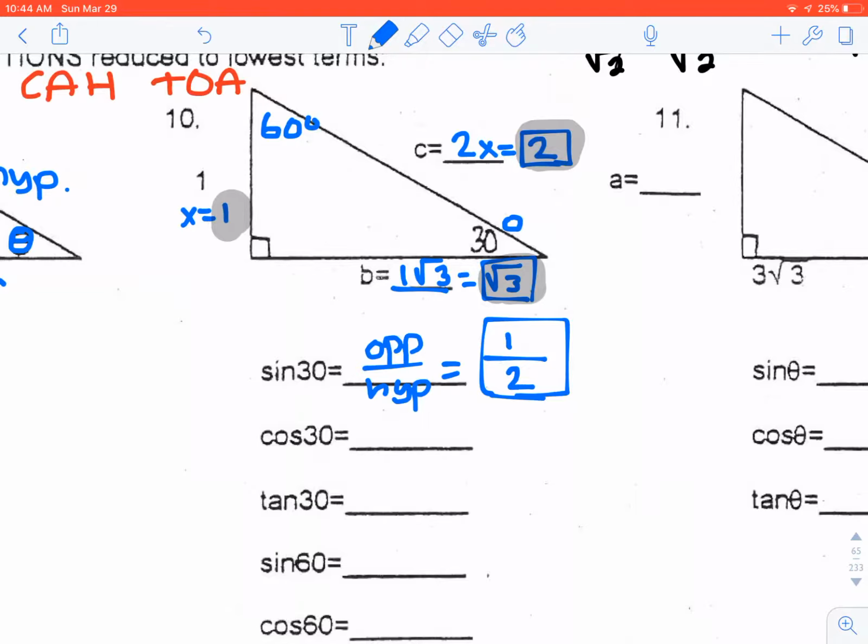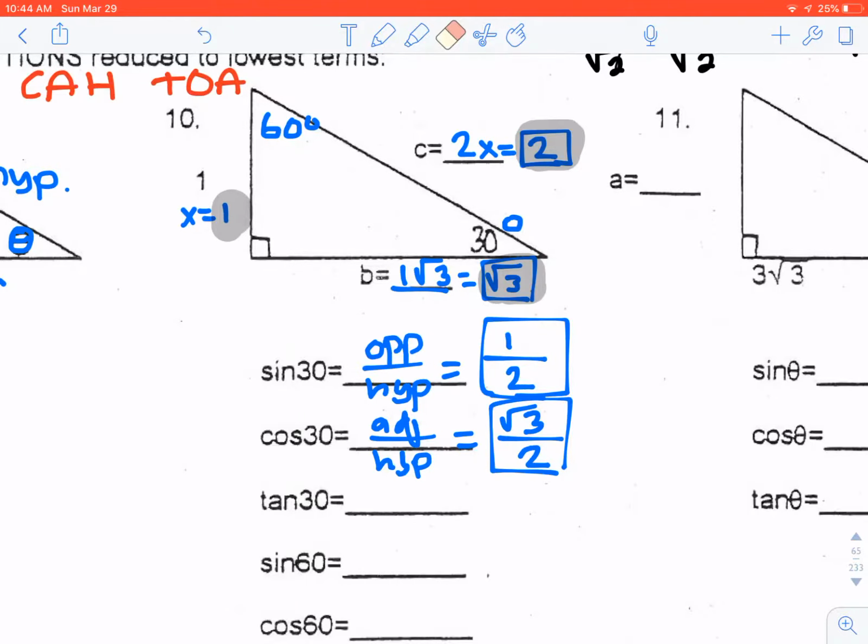Cosine of 30 degrees. Again, we're going from this 30 degrees. Cosine is always adjacent over hypotenuse. So the side next to 30 degrees is down here, which is square root 3. And the hypotenuse is 2. Okay, so that's already reduced.